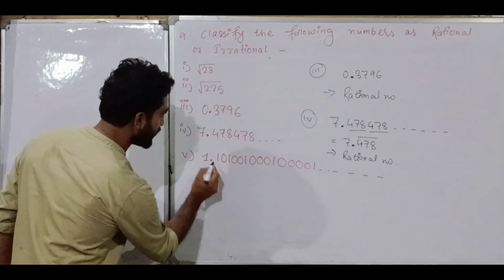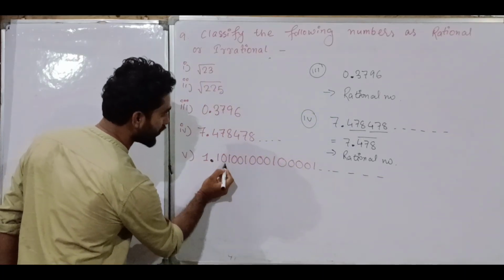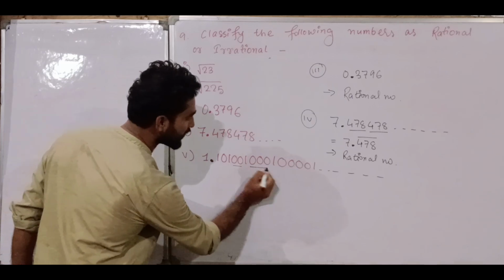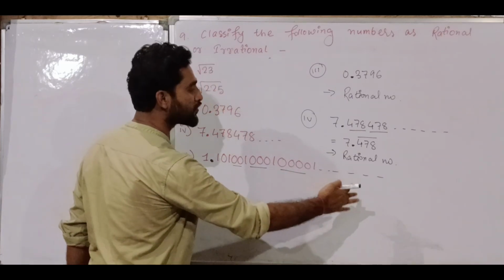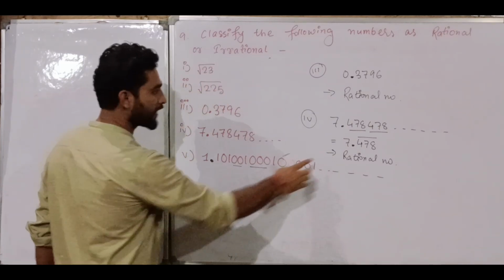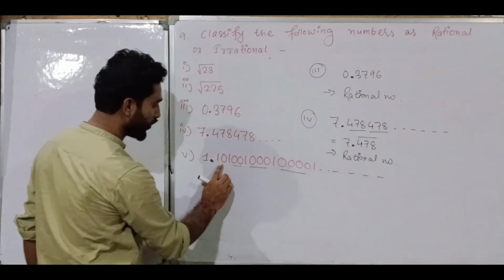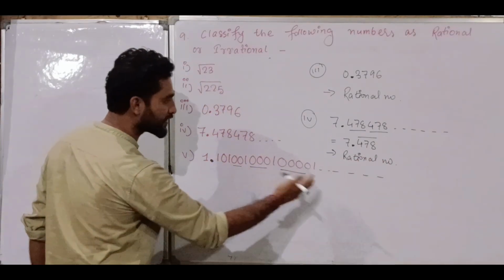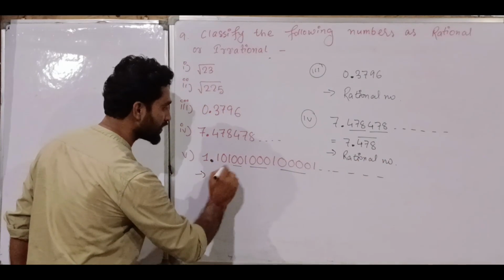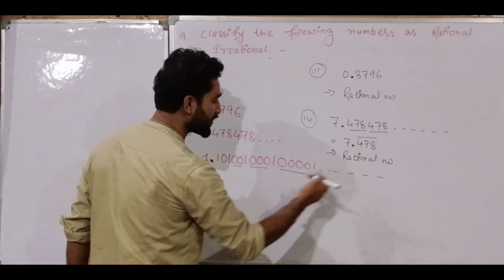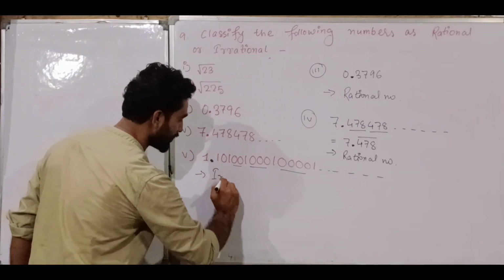Now the last question, check. See, 1.10, then again 20 is there, then 30, 40, but there is no repetition of the digits. Like this repetition is not there, neither a single digit nor a set of digits is repeating. So since the decimal expansion is non-terminating as well as non-repeating, it is an example of an irrational number.